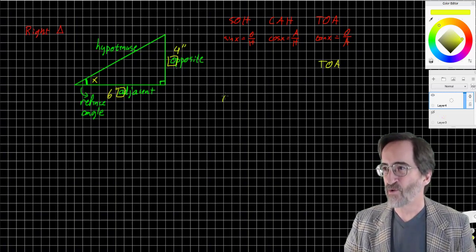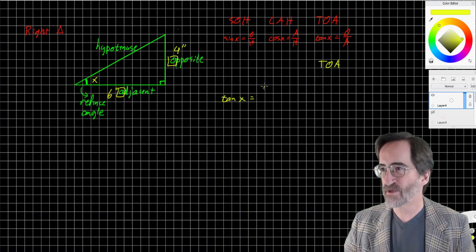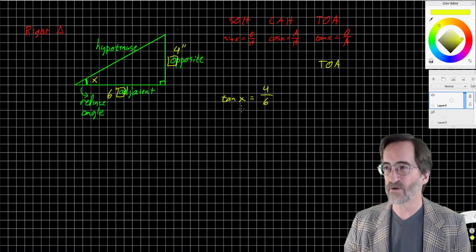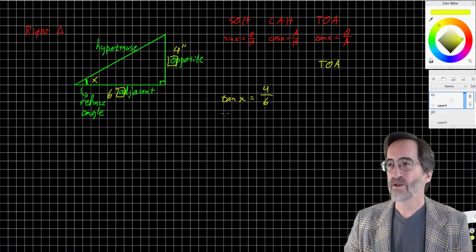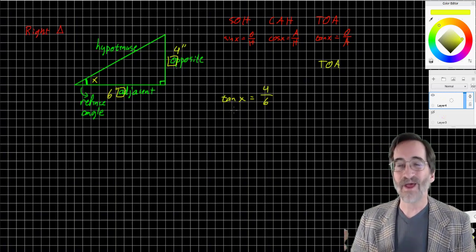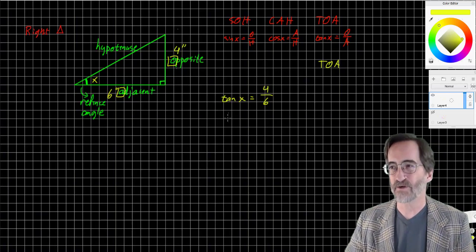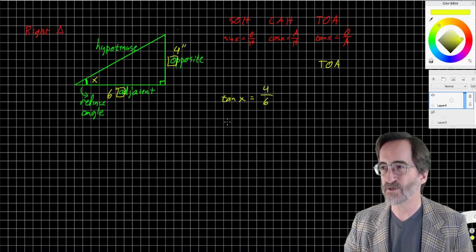So I write the equation tan of x equals opposite over adjacent. I can reduce that if I want, right? But I know I'm going to reach for a calculator, so I don't have to. And here's the question: how do you find x when x is in the argument of the tangent function? And the answer is use the inverse tangent function.